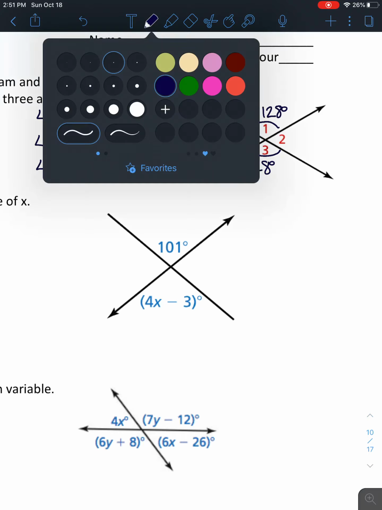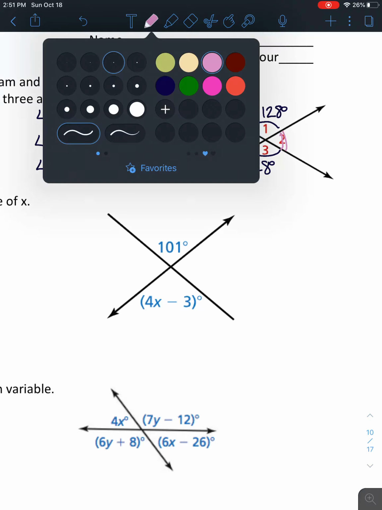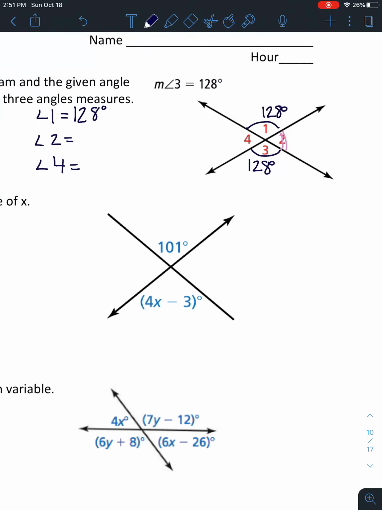Now, we move our way around the figure. Angle 3 and angle 2 form a linear pair. They're supplementary. So because they are a linear pair and supplementary, that goes back to 2.8 there. We know that angle 3 plus angle 2 should add up to 180. That means angle 2 is going to be 52 degrees.